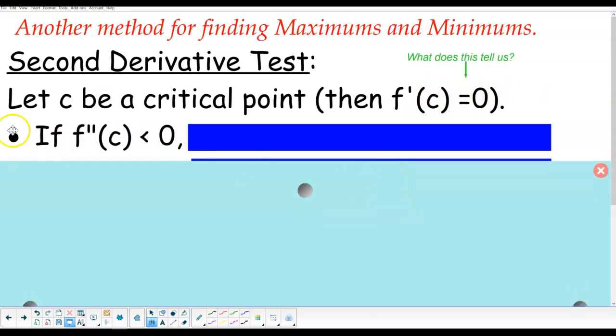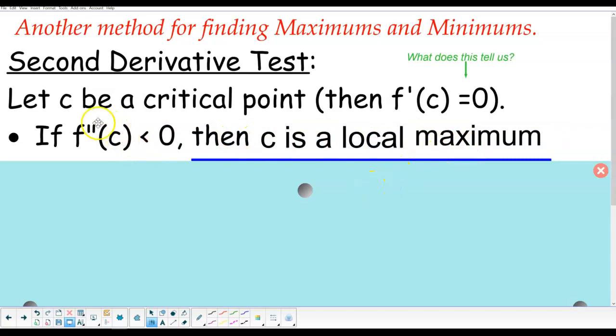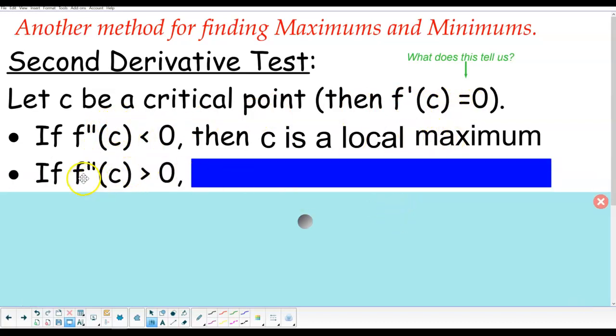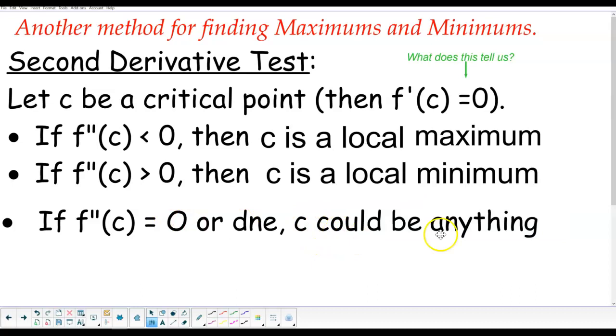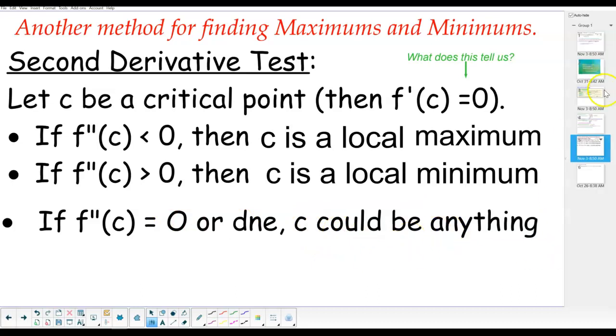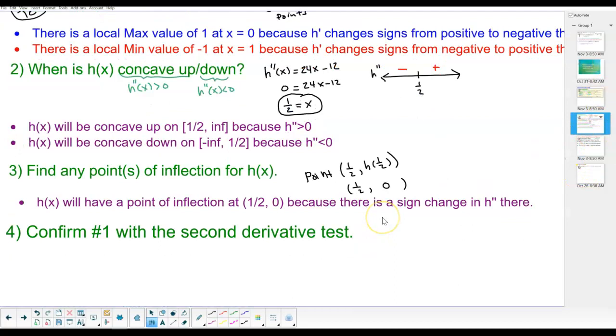So if the second derivative is negative at one of those critical points, that tells us there's a local maximum there. Remember, that's concave down. If we're concave down and we have a horizontal tangent, then it has to be a maximum. If the second derivative is positive at a critical point, that means we're concave up, so then we have a local minimum. If the second derivative is equal to 0 or does not exist, then c could be anything and we don't really know. So let's use this second derivative test to actually confirm.